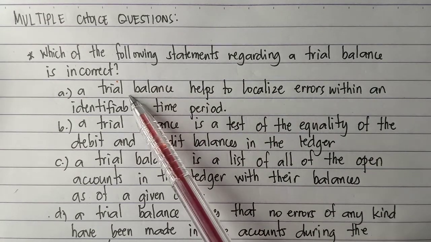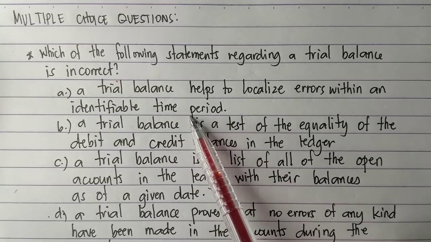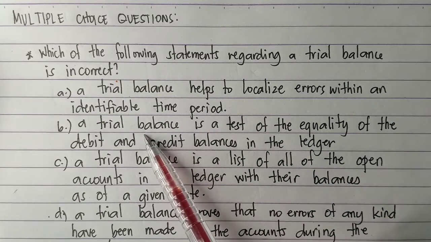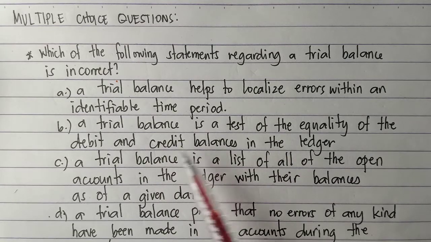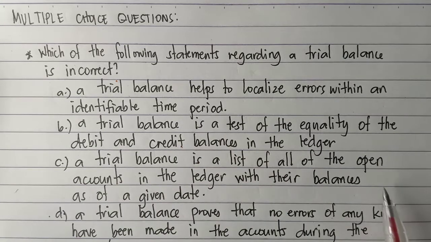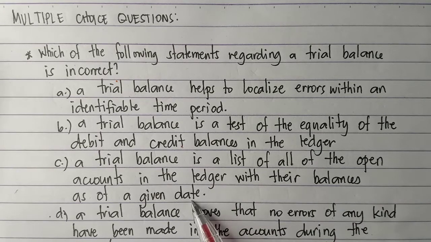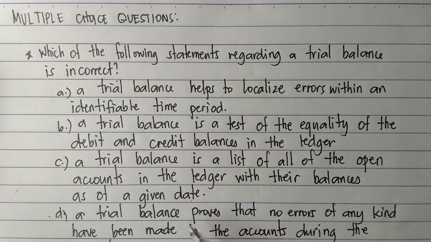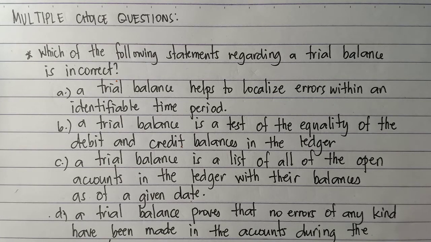Letter A, a trial balance helps to localize errors with an identifiable time period. Letter B, a trial balance is a test of the equality of the debit and credit balances in the ledger. Letter C, a trial balance is a list of all the open accounts in the ledger with their balances as of a given date. And letter D, a trial balance proves that no errors of any kind have been made in the accounts during the accounting period. I will give you 5 seconds to answer.